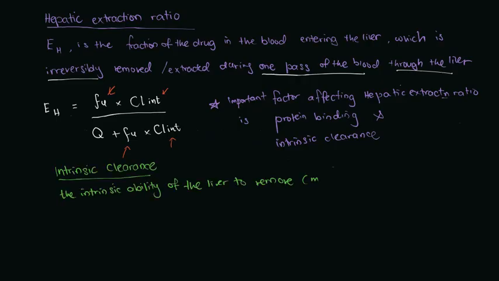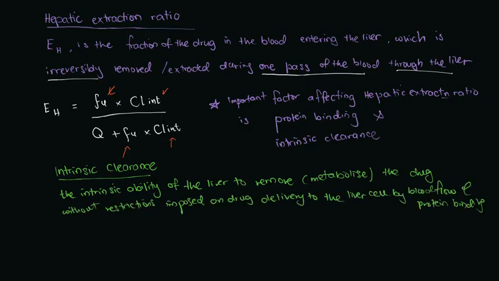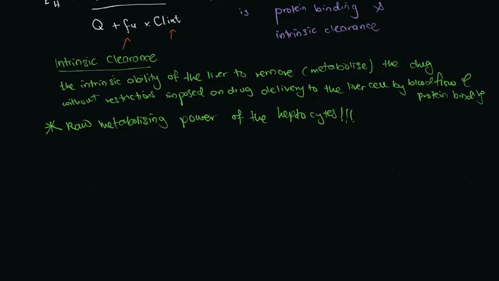Next, the definition of intrinsic clearance. It is the ability of the liver to remove or metabolize the drug without restrictions imposed on drug delivery to the liver cell by blood flow and protein binding. Quite a mouthful, I know. In much simpler terms, it is the raw metabolizing power of the hepatocytes in metabolizing drugs without considering anything related to blood flow or protein binding. It is the pure metabolizing power of the hepatocytes.